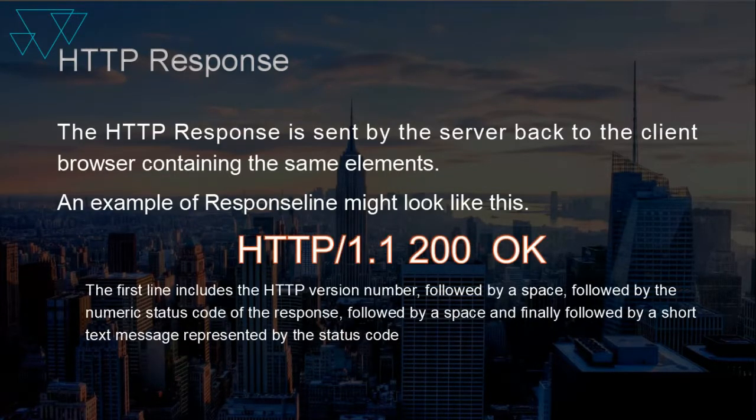Then this is the HTTP response. The HTTP response is sent by the server back to the client browser containing the same elements. An example of a response line might look like this: HTTP/1.1 space 200 space OK. So the first line includes the HTTP version number, which is HTTP/1.1. Then a space, followed by the numeric status code of the response, then a short text message presenting the status code.